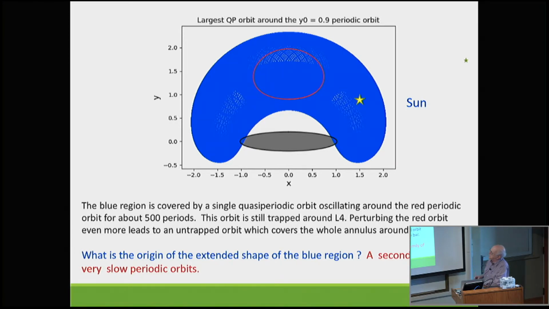Because that's really going to make this whole story work. So here's the sun, this little star, and you can see that the trapped orbits in this fairly realistic galactic potential model come way out past the sun, so there's no problem in getting them out. So why is this orbit stable region so large? Well, it's because there's a second family of rather slow periodic orbits.